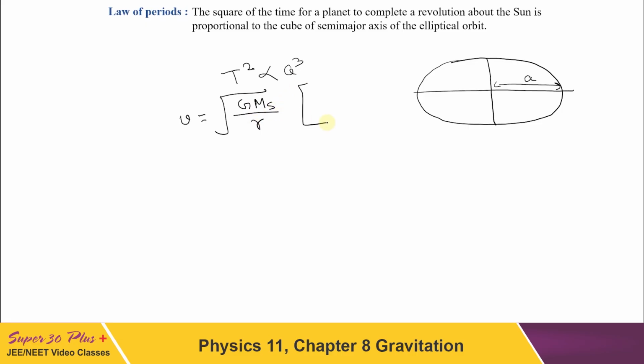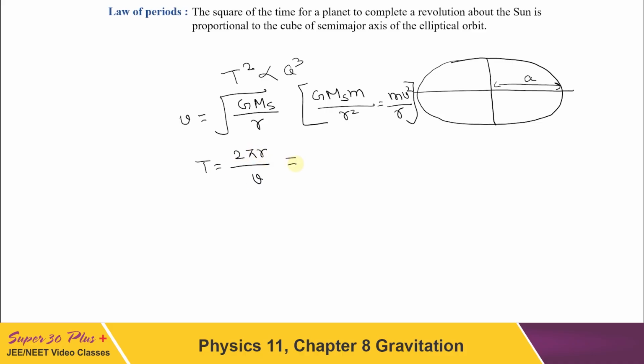I have taken this from the fact that gravitational pull will provide the necessary centripetal force for the planet. So we can write G Ms m upon r square to be equal to mv square by r. On solving this, we will get the value of v to be equal to under root G Ms by r, and the time period can be written as 2 pi r upon v.